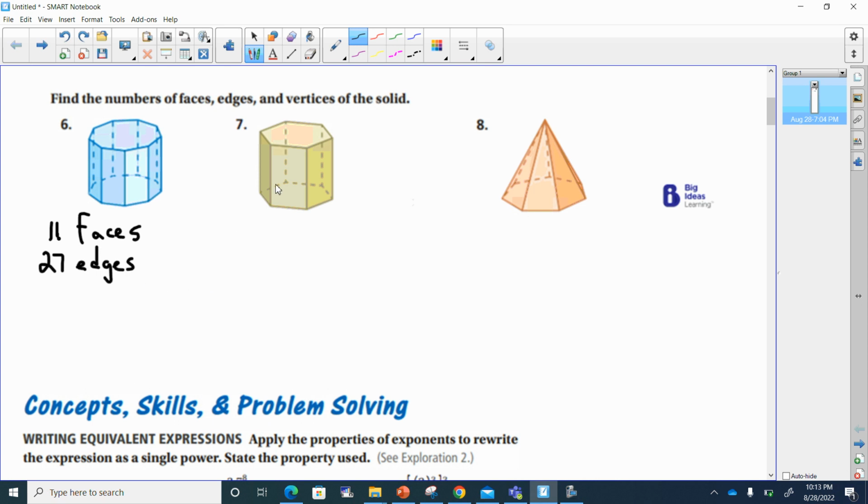Now I have to count up the vertices. The vertices are all these pointy corners, right? So when I count up all the vertices, I'm pretty sure I'm going to come up with 18. And that's because when you count 1, 2, 3, 4, 5, 6, 7, 8, 9, and then there's 9 on the bottom here, that's going to give us 18 vertices.